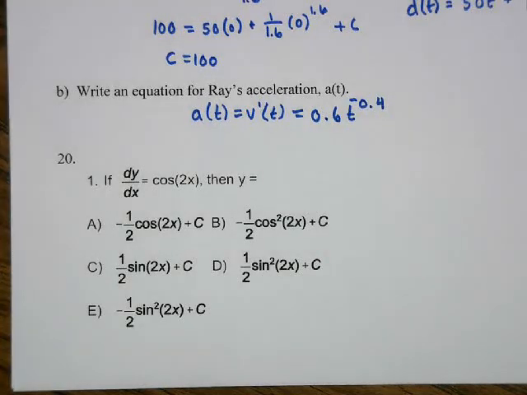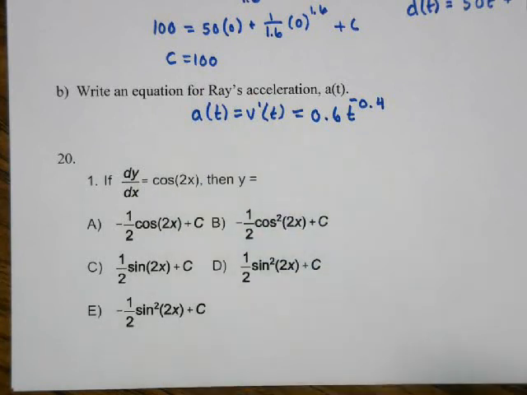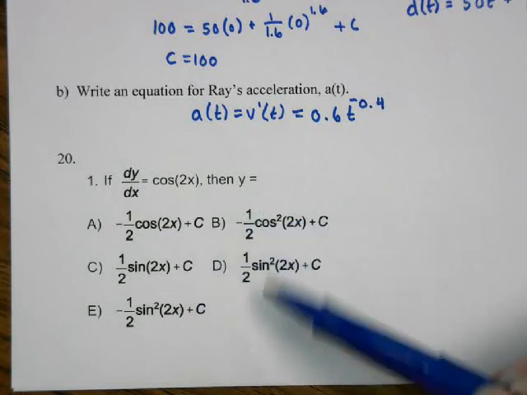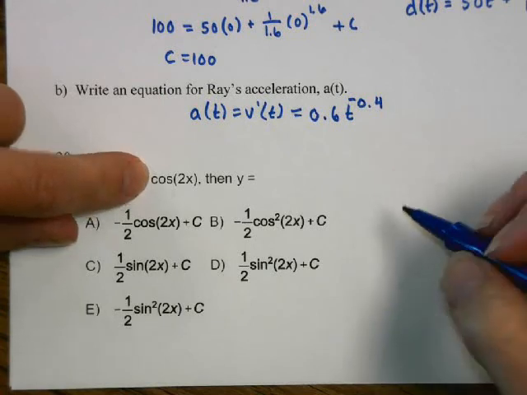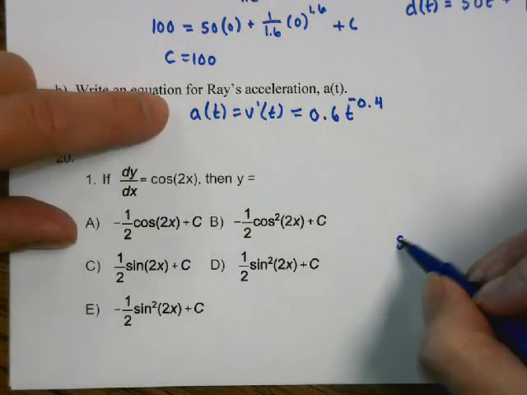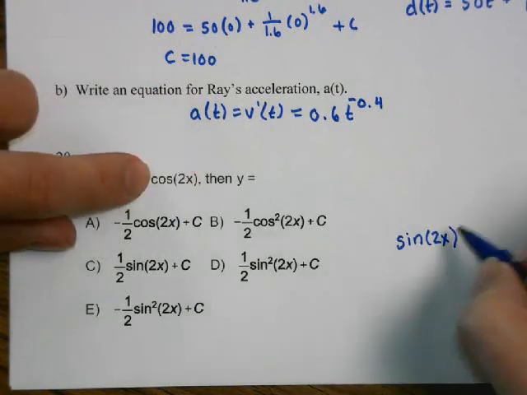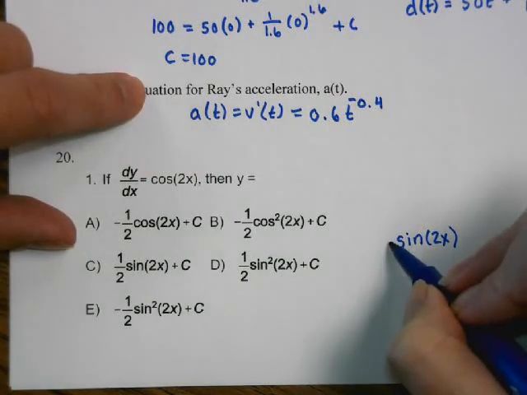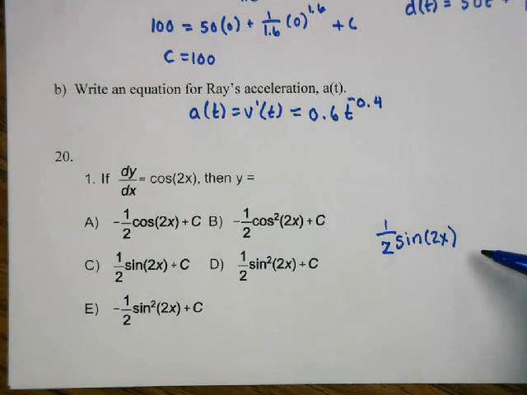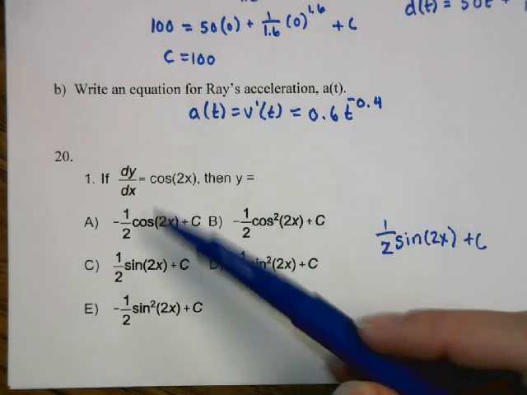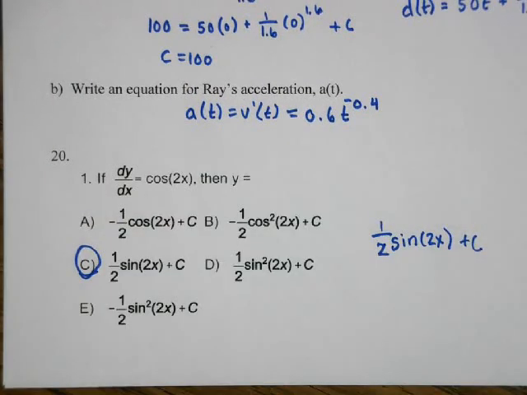We have a multiple choice question here. So if dy dx equals this, then y equals one of these two things. Now option number 1 is to take all of these derivatives and see which ones match, or you're taking the antiderivative. So the antiderivative of cosine is going to be sine. So if I took the derivative of sine 2x, I'd get cosine 2x times 2. So we're going to have that 1/2 to undo that, and then plus the c. So we're looking for which one matches, and that's going to be c.